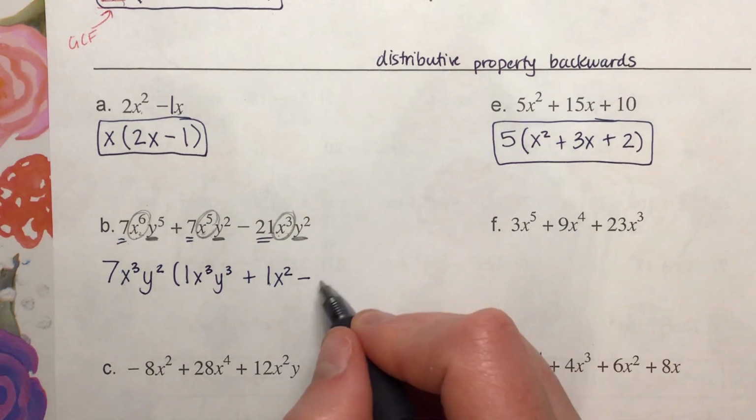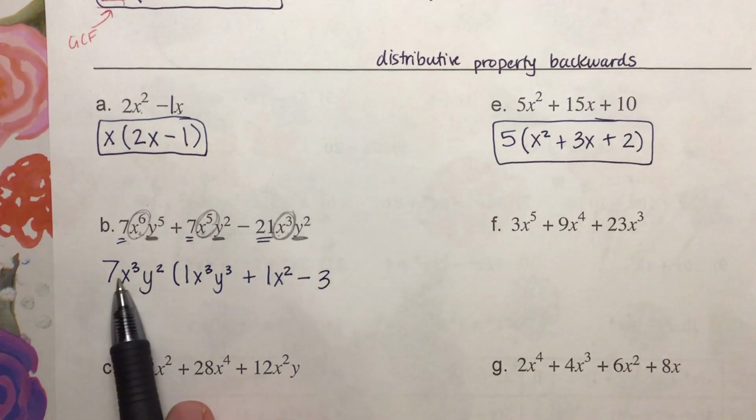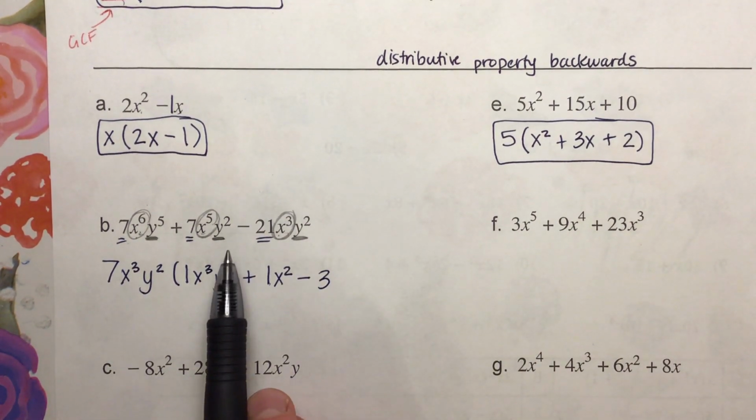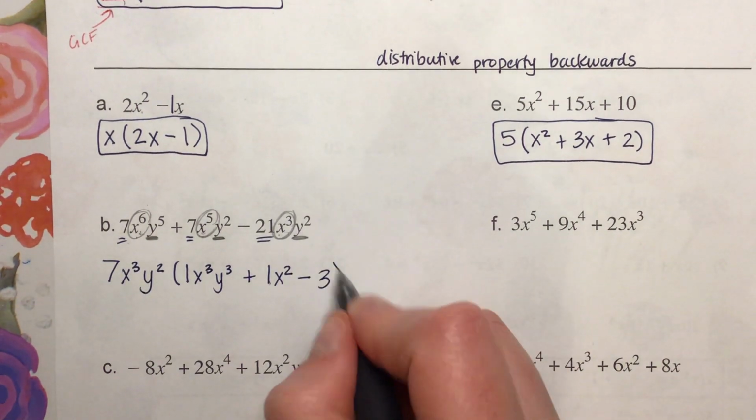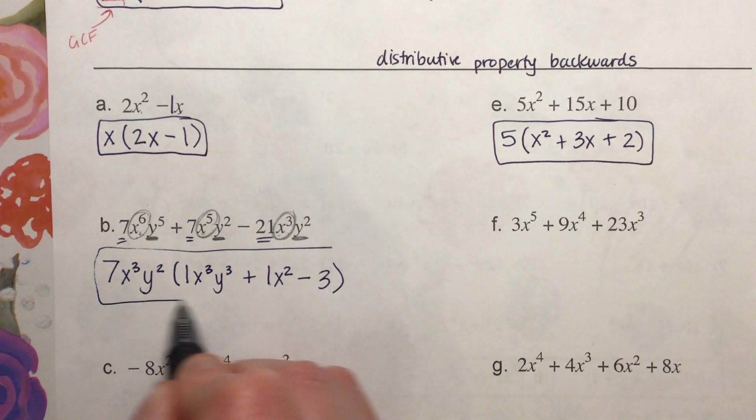21 divided by 7 is 3. X cubed divided by x cubed, they cancel each other out. Y squared divided by y squared, they cancel each other out. Here is my solution.